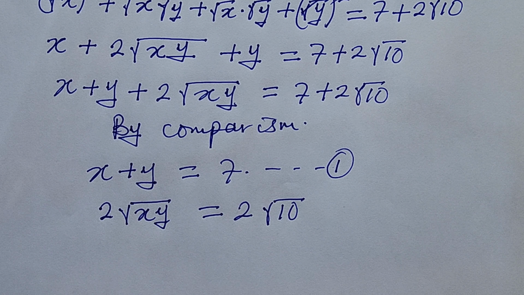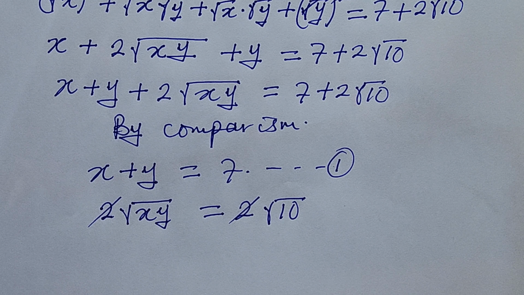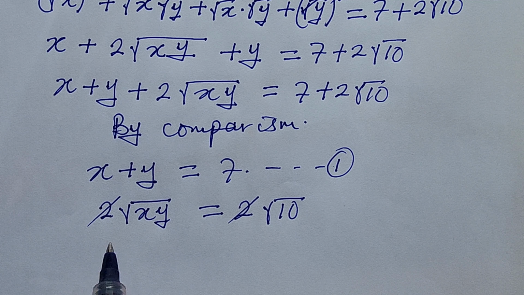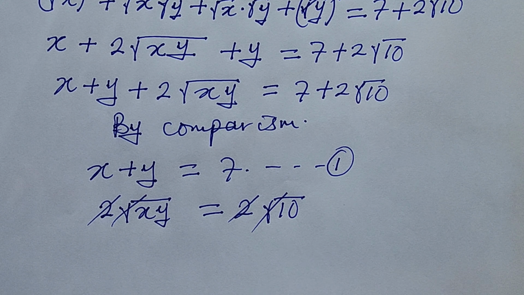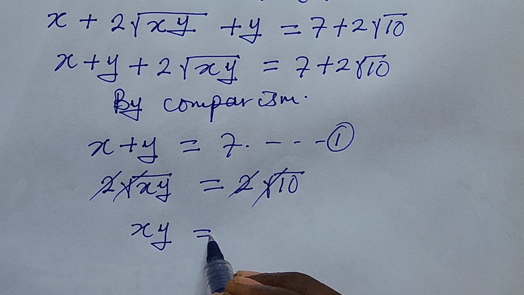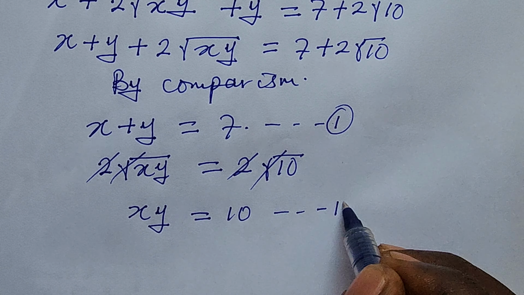What do you discover from here? This 2 can go with this 2. We divide through by 2. And so here, this radical takes care of this radical. So we're now left with xy is equal to 10. Now let's give this equation 2.